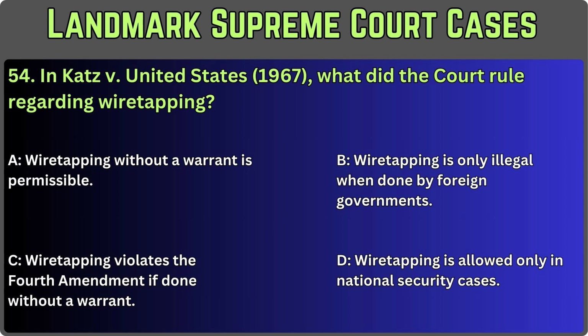54. In Katz v. United States, 1967, what did the court rule regarding wiretapping? A. Wiretapping without a warrant is permissible. B. Wiretapping is only illegal when done by foreign governments. C. Wiretapping violates the Fourth Amendment if done without a warrant. D. Wiretapping is allowed only in national security cases.